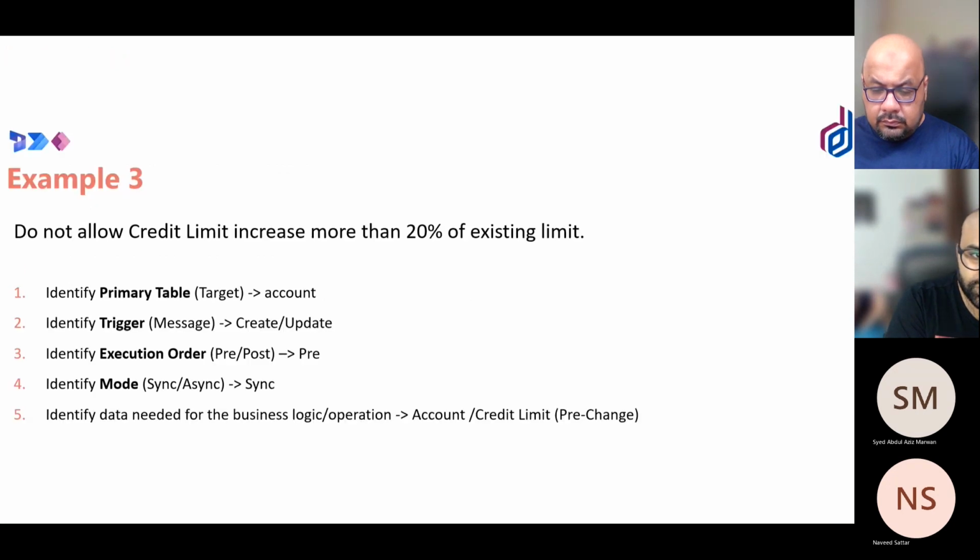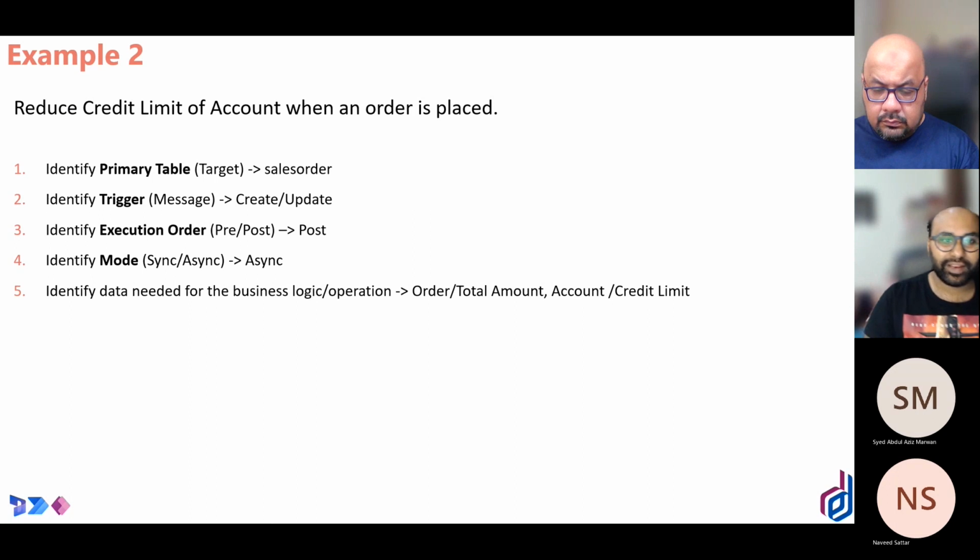One more scenario, which I have not written on the slide, is let's say we are reducing the credit limit. We can also say we will not allow a sales order to be fulfilled. In the CRM, there is an operation called fulfill order, which means the order is completed. So we will not allow the order to be completed if the total amount exceeds the credit limit of the account. In that case also it's more of a validation, so this will go as pre and sync.